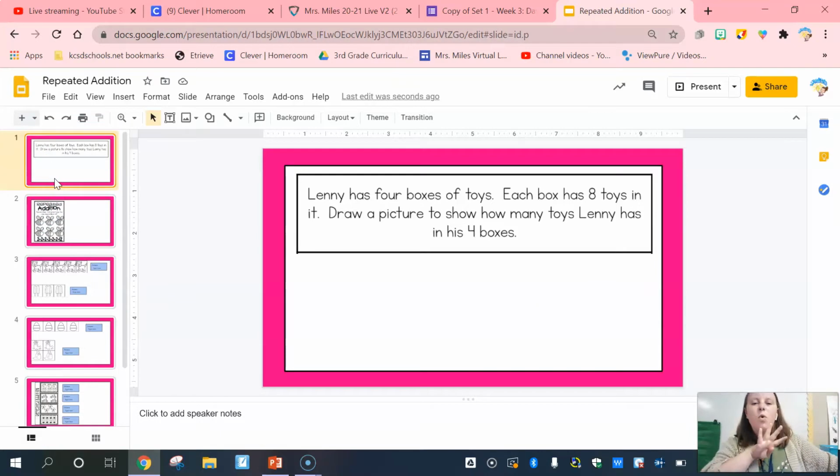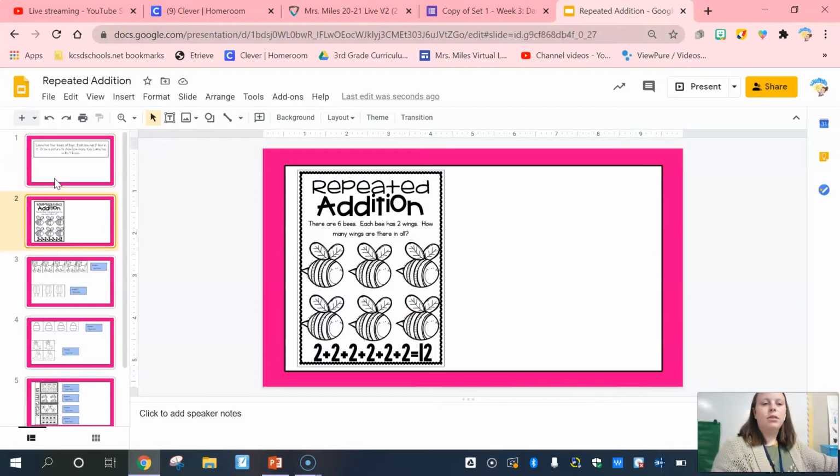So let's go ahead and read the question. Lenny has 4 boxes of toys. Each box has 8 toys in it. Draw a picture to show how many toys Lenny has in his 4 boxes. So today we're talking about repeated addition.